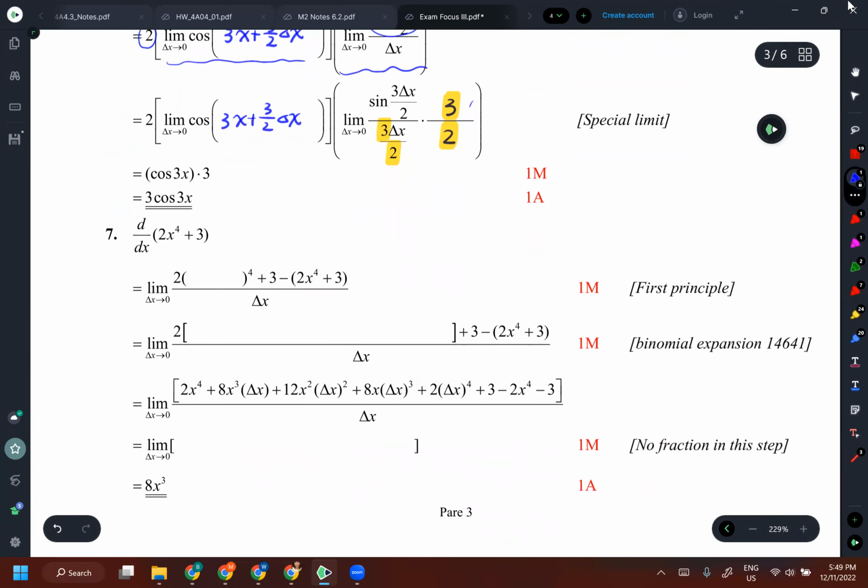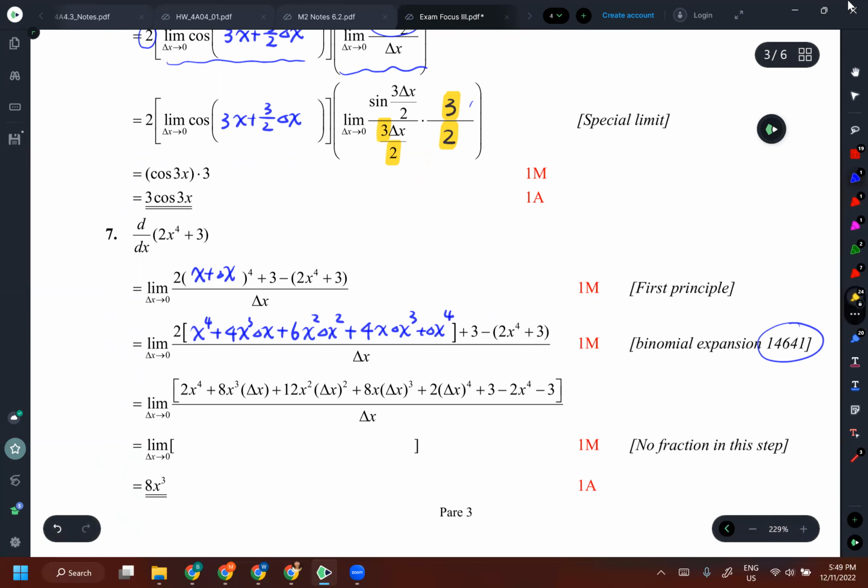Next question. First derivative on the polynomial. X plus delta x. Binomial expansion 1, 4, 6, 4, 1. So 1, 4, 6, 4, 1.